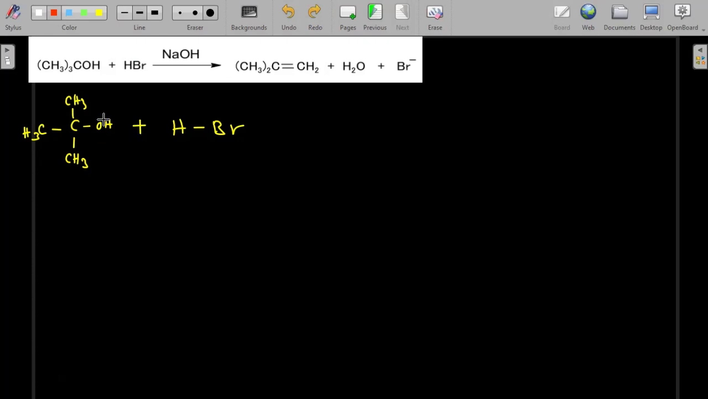So what will happen is that this OH here, this oxygen, has two lone pairs on it. These lone pairs will go and grab this hydrogen here. So the electrons that have been shared here will go to the what? To the bromine, like that. So what we're going to form is just going to be what I'm writing here.